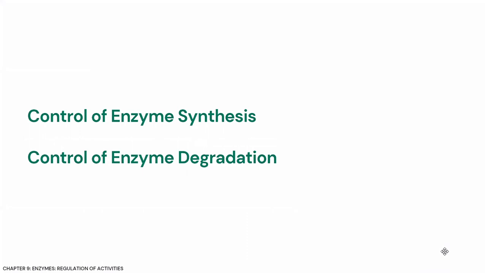So one way is to control enzyme synthesis, and the other is to control enzyme degradation. If you want more enzymes, you stimulate the production of enzymes. And if you want to diminish the enzymes, you have to control or increase the degradation of enzymes so that the enzymes will not be high in concentration. So it's just a matter of synthesis and degradation control.